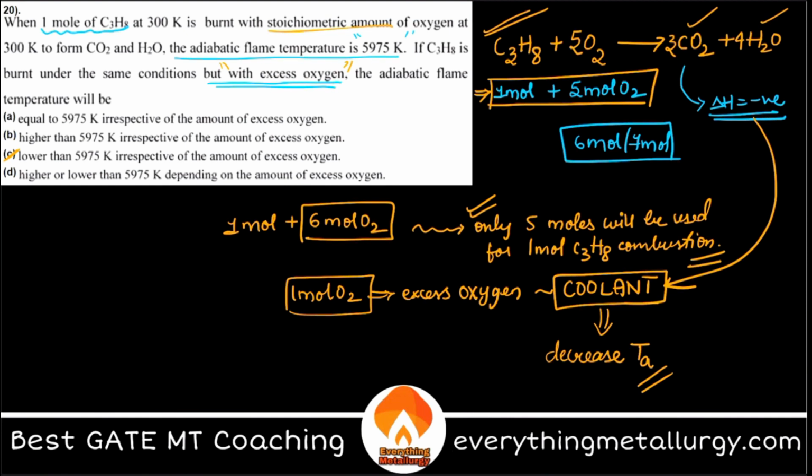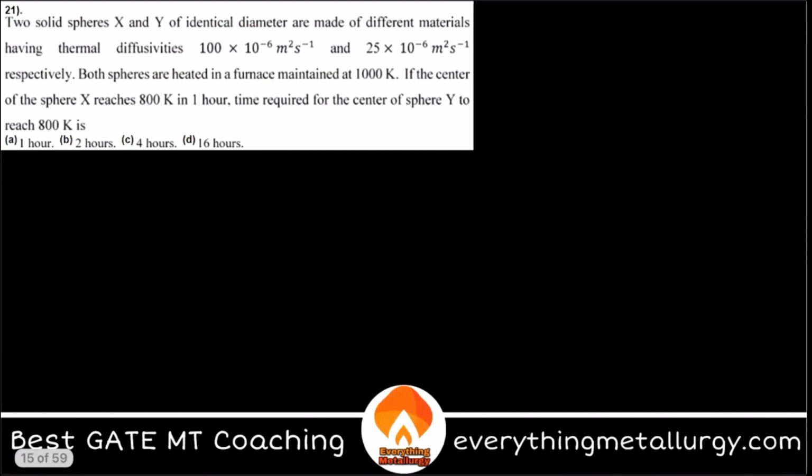Of course, if you use 8 moles of O2, you are increasing the coolant quantity. Instead of 1 mole of O2 as coolant, you have 3 moles as coolant, so more heat will be taken away and there is a greater decrease in the temperature. This is an important thing: any excess other than the stoichiometric amount will act as a coolant, so it will decrease the adiabatic temperature. Cool. Now, the next question.